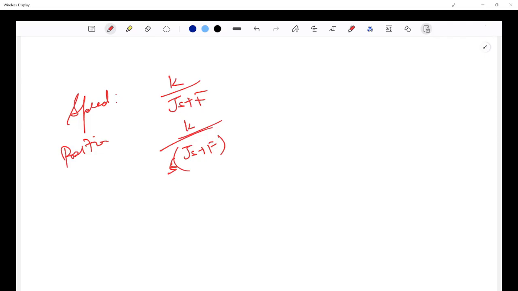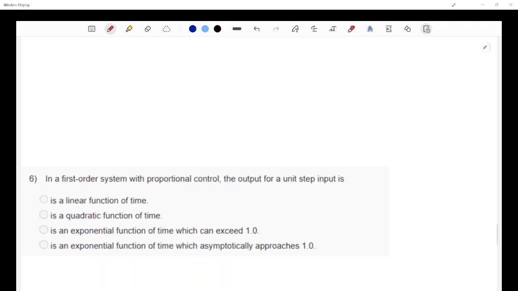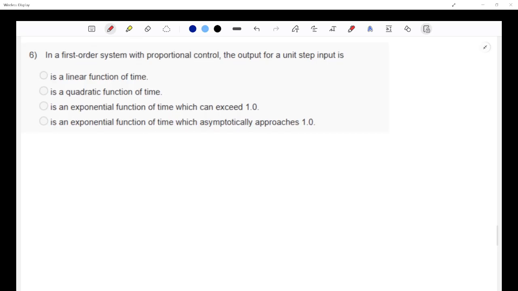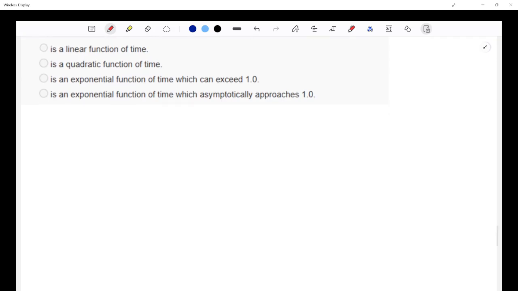Okay, let's move to the next question. In a first order system with proportional control, the output for a unit step input is a linear function of time, a quadratic function of time, an exponential function of time which can exceed 1, or an exponential function of time which asymptotically approaches 1. This is a very fundamental first order system behavior.